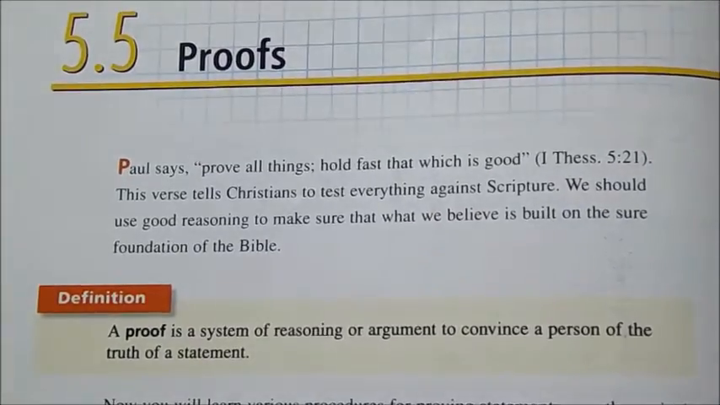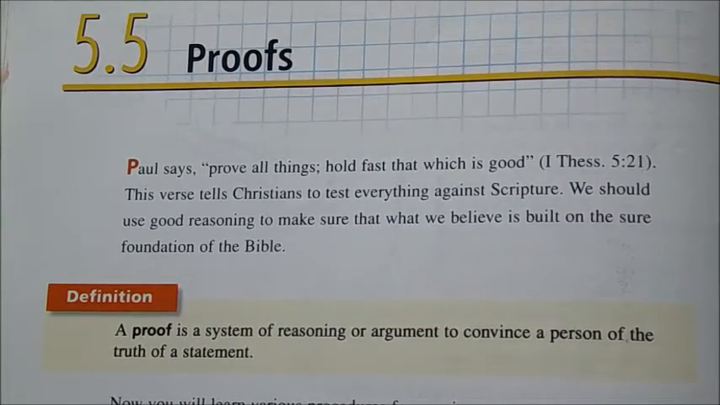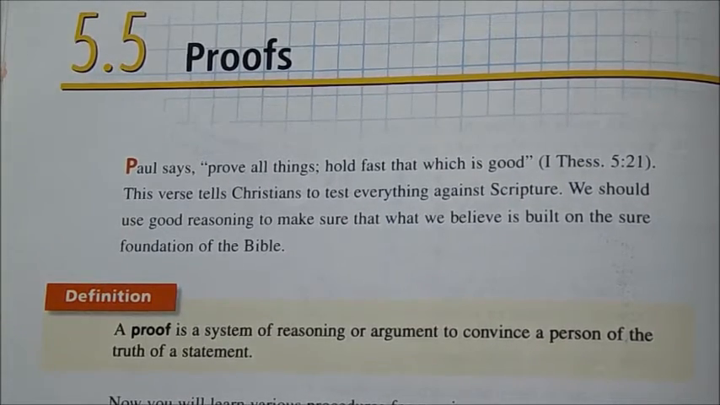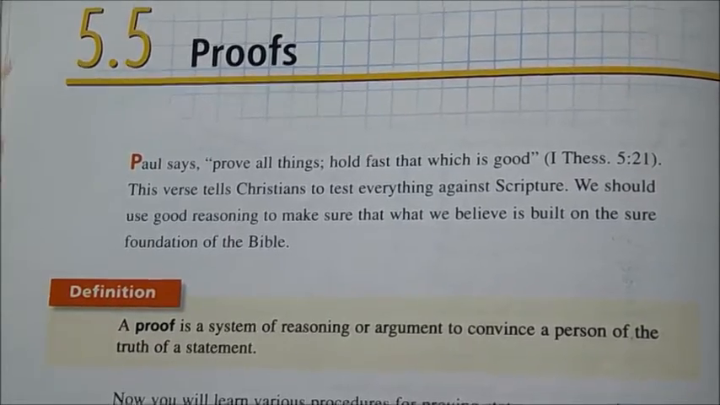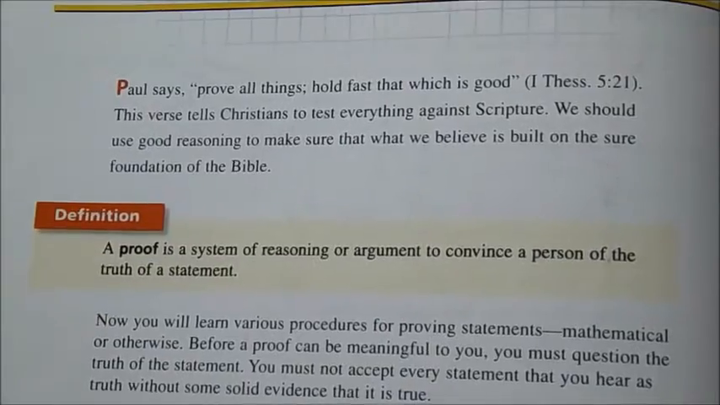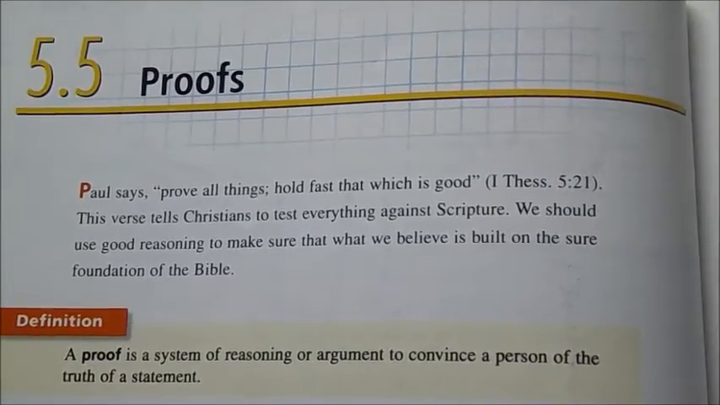All right, we're going to do section 5.5, and there aren't any examples that I'm going to need to write out. It's mostly just reading. So I'm going to read through it, and you can follow along in your book or follow along on mine. But what it says is that these are proofs. We're going to talk about different kinds of proofs. So let's start with a definition.